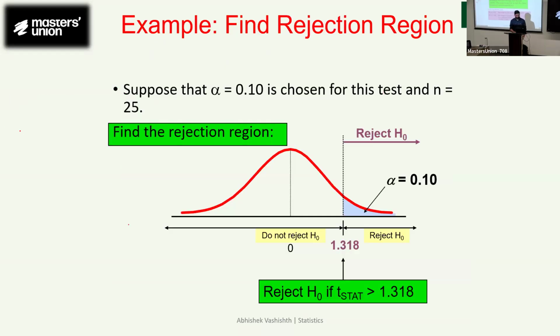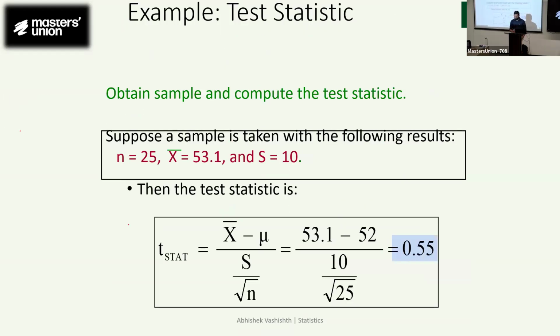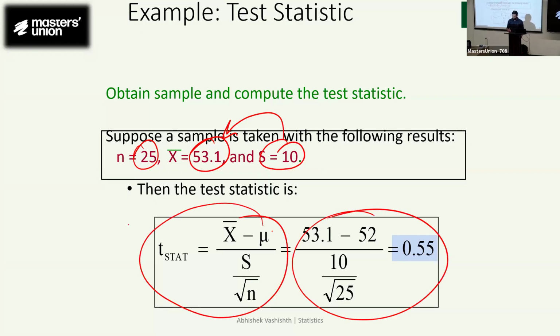Now we need data to test this claim. Let us see the data that is given. You're given an n value of 25. You took a sample and the sample's average is 53.1. The testing happens in the same manner. The statistics remain the same, nothing changes. You're getting 0.55 from here. Then what will you do? N is 25, so degrees of freedom will become 24.